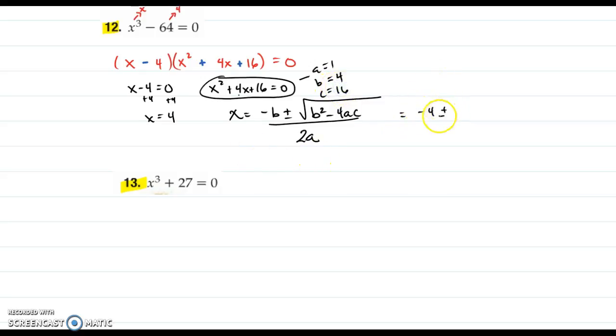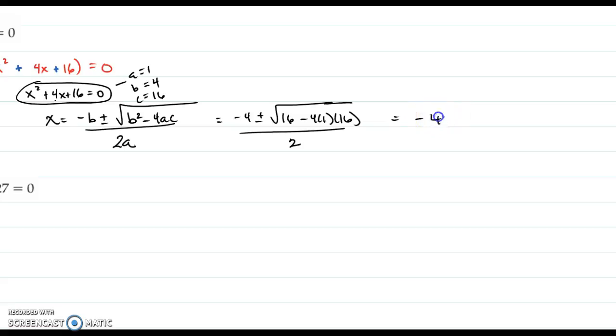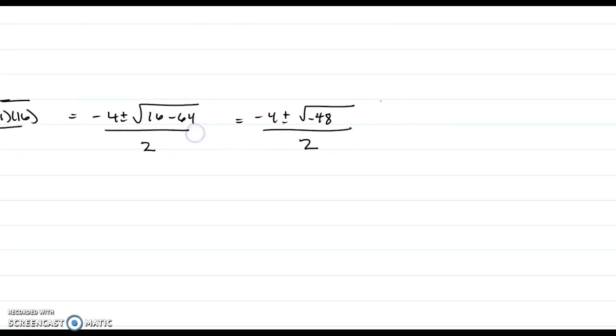So I have negative 4 plus or minus the square root. 4 squared is 16 minus 4 times 1 times 16 all over 2. And we can tell that's going to be negative up under the square root. So I have negative 4 plus or minus the square root of 16 minus 64 over 2. Which is negative 4 plus or minus the square root of negative 48, which is negative 4 plus or minus the square root.